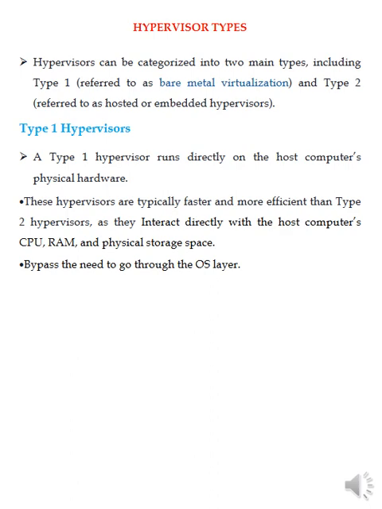Hypervisor types can be characterized into two main types, including type 1, that is called bare metal virtualization, and type 2, hosted or embedded hypervisor. We'll see one by one. A type 1 hypervisor runs directly on the host computer's physical hardware. These hypervisors are typically faster and more efficient than type 2 hypervisors as they interact directly with the host computer's CPU, RAM, and physical storage space.